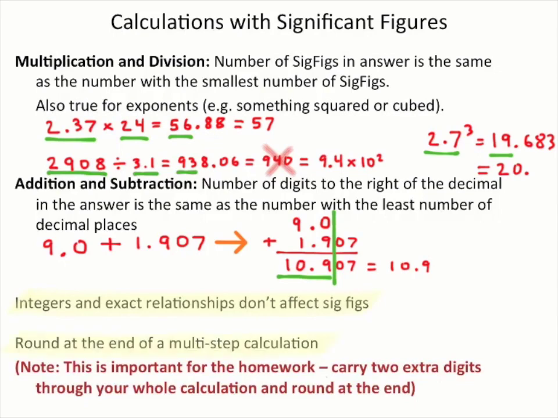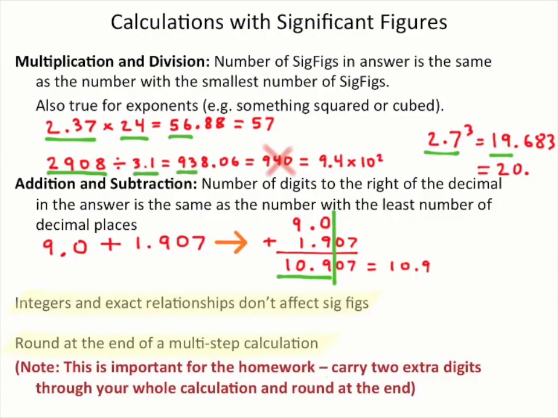Another thing that's very important, if you have a multi-step calculation, is to carry around the extra significant figures until the end and then round at the end. Sometimes you can get yourself into trouble if you round early, because then you'll have a slight error in your number because you rounded when you weren't supposed to. And we have some examples of that on the next slide.